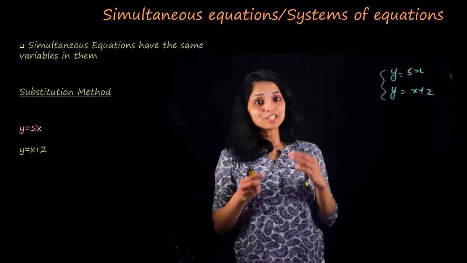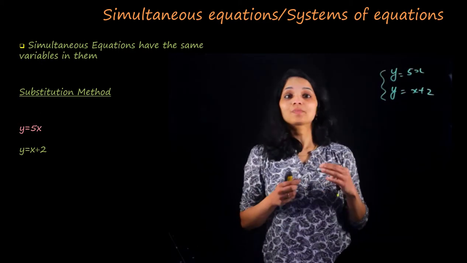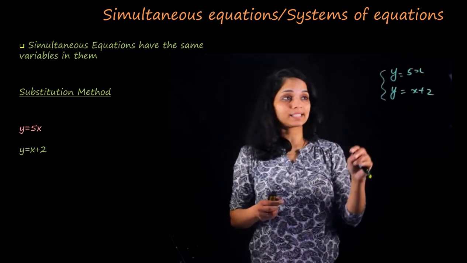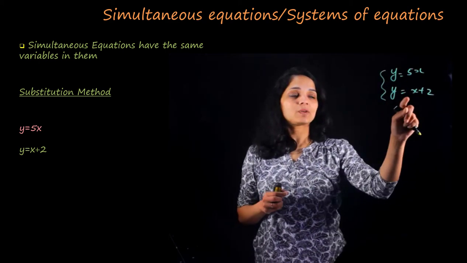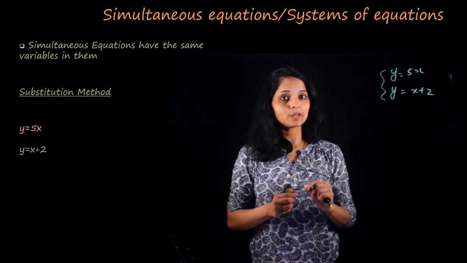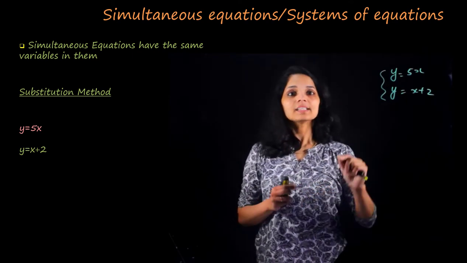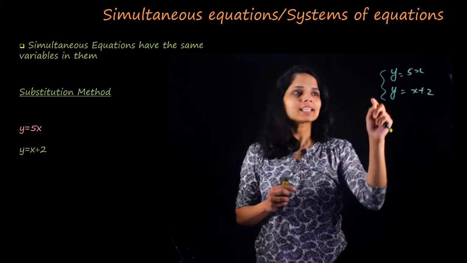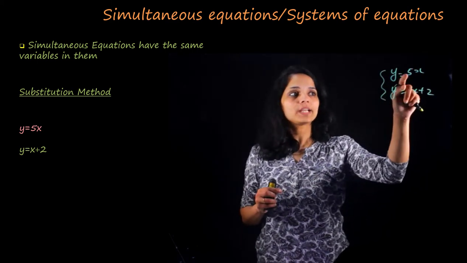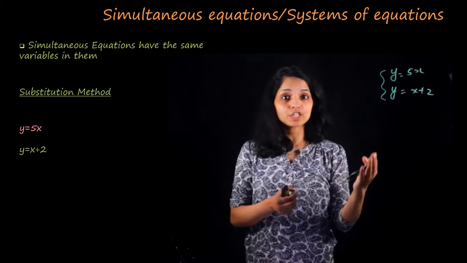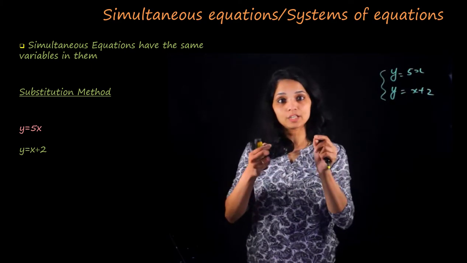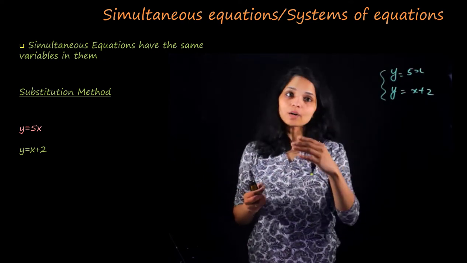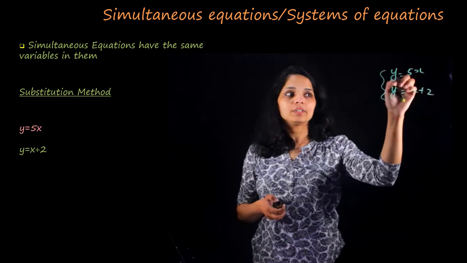Now we're going to get onto the substitution method of solving simultaneous equations. Let's take the same example as we did in the graphical method, y equals 5x and y equals x plus 2. In this method, what we're going to do is substitute y or x from one equation into the second equation. Luckily in this case, we have y equals 5x straight away. If the equation is not in that form, you need to first rearrange it to get x or y, whichever you're going to substitute, as the subject of the equation.